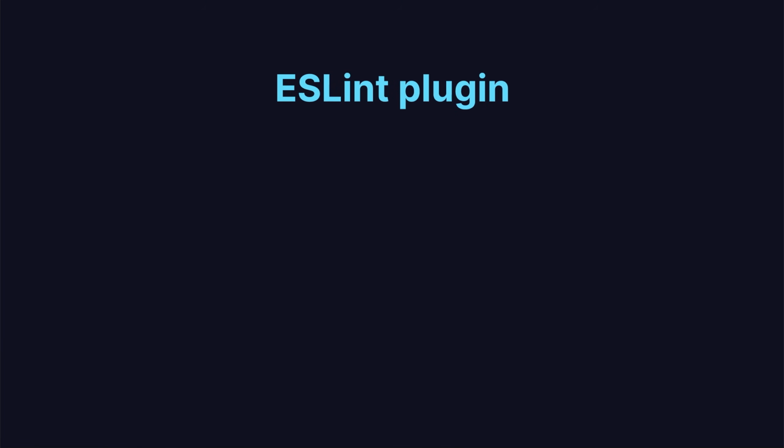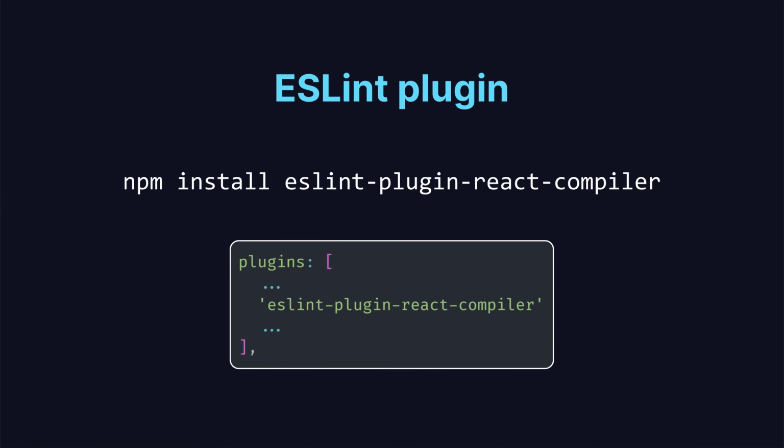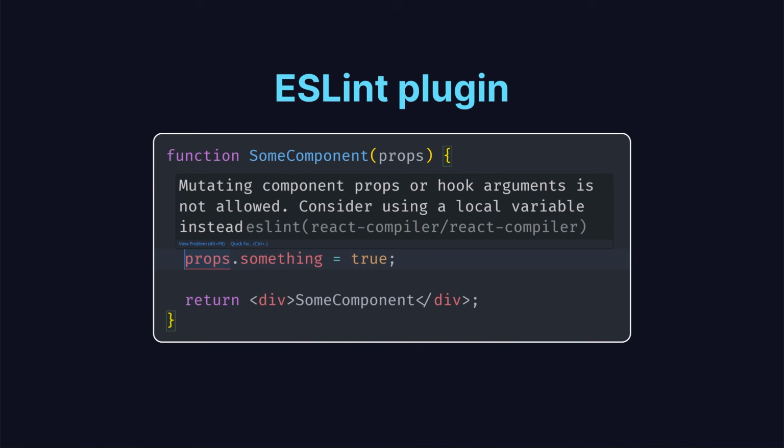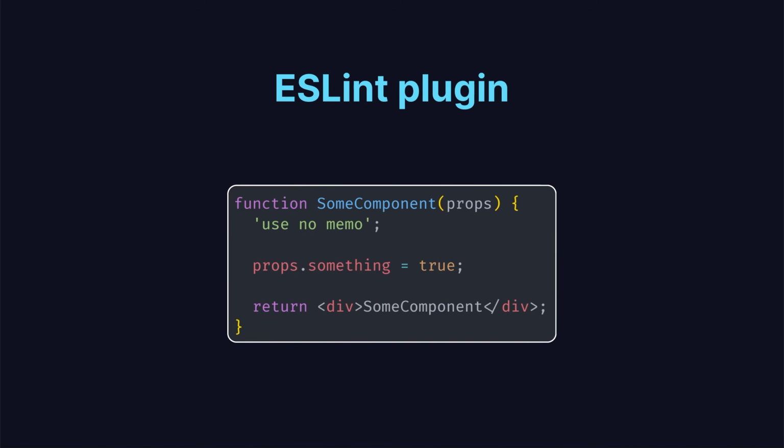Let's talk about the ESLint plugin now. After you install the plugin, it will display any violations of the React rules that the compiler has detected. In this example, I am trying to mutate props and I am getting this error from the compiler. If you see any errors like this, it means that the compiler will skip this component and it will just move on to something else. Also, with the use no memo directive, the checks will be disabled.